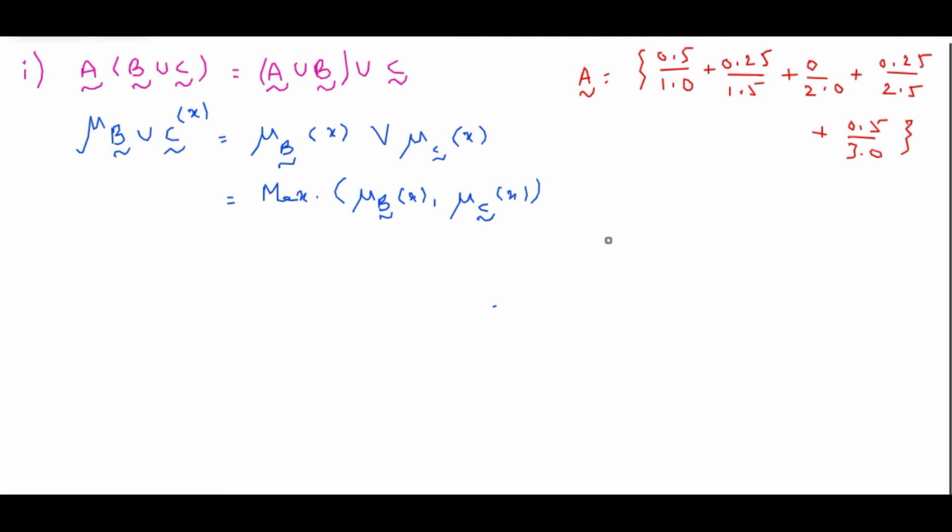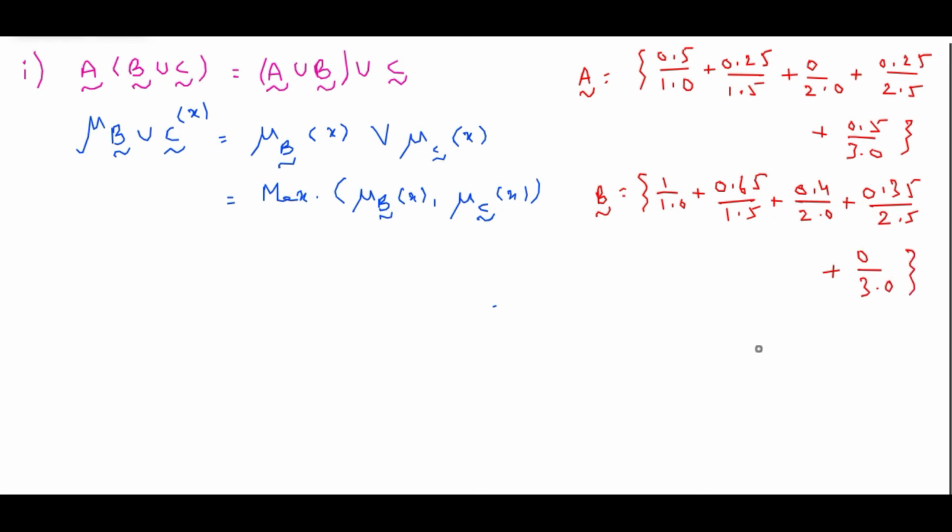And similarly, B is equal to 1 by 1 plus 0.65 by 1.5 plus 0.4 by 2 plus 0.35 by 2.5 plus 0 by 3. So C is equal to 0 by 1.0 plus 0.25 by 1.5 plus 0.6 by 2 plus 0.25 by 2.5 plus 1 by 3. So these are the three values here, and we need to find now.